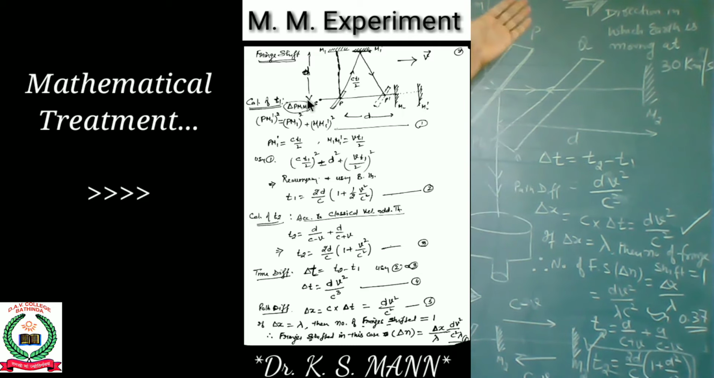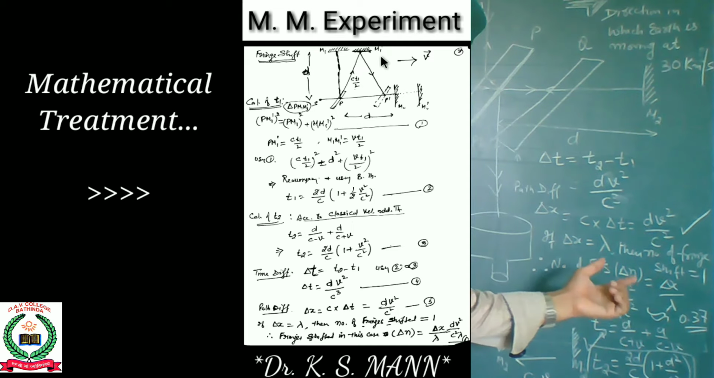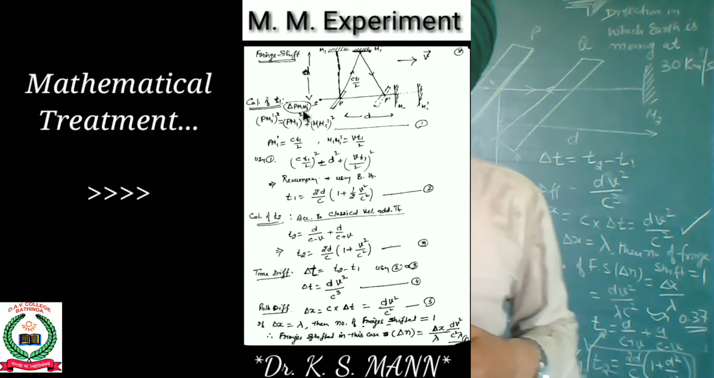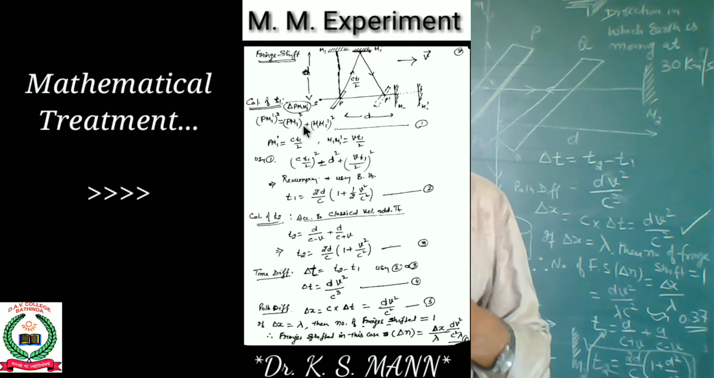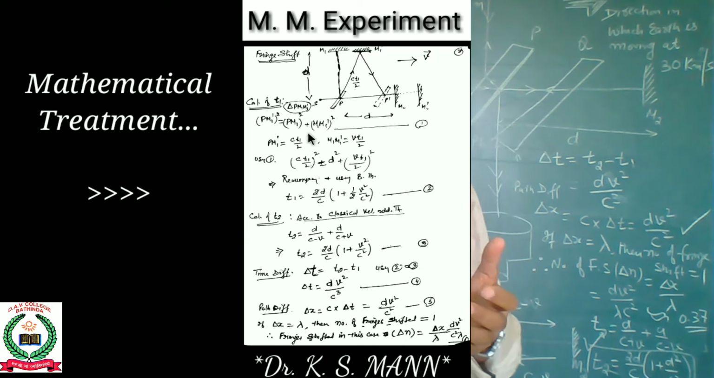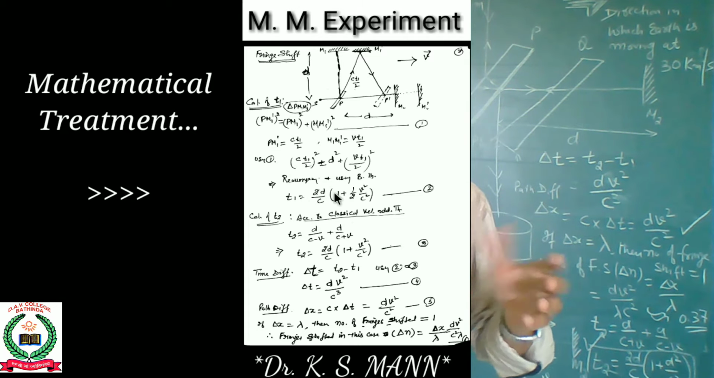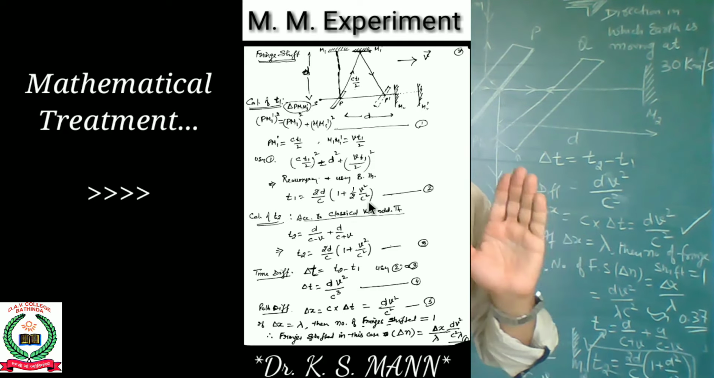So calculation of t1 using the right angle triangle P, M1, M1 dash, and using Pythagoras principle, it can be easily calculated that M1 M1 dash is equal to, again the time is the same, so this speed is v, then v into t1 by 2. So putting these values, replacing PM1 dash by the values, and rearranging and using the binomial theorem, we get this time t1 is equal to 2d by c into 1 plus 1 by 2 v square by c square.